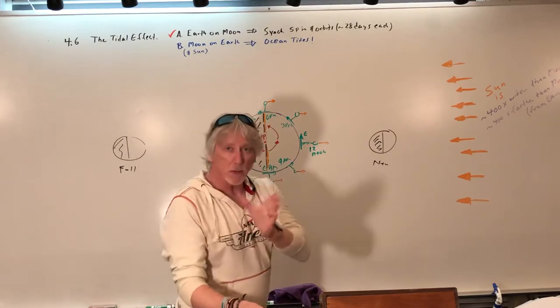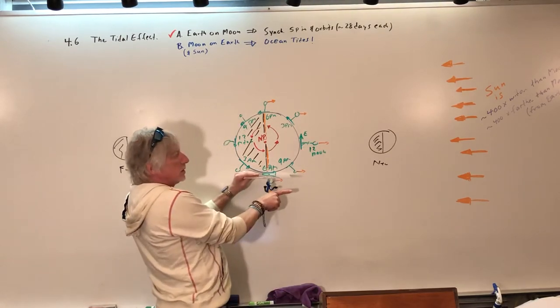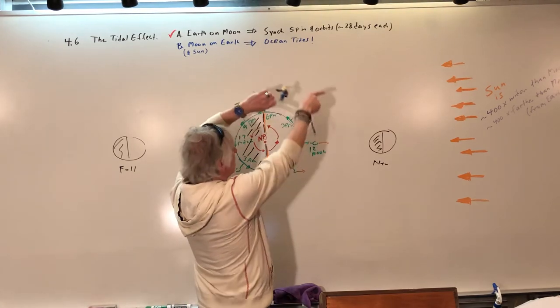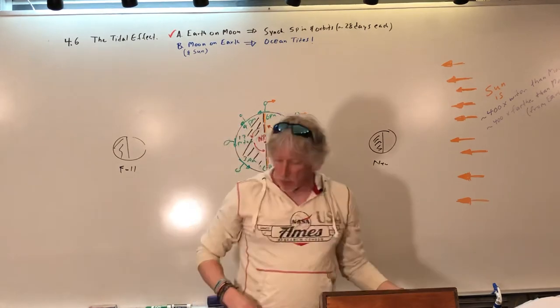Also notice, remember, keep in mind, whenever the moon is low on the horizon, the tide's low. Whenever the moon's high, the tide's high. Moon is low, tide is low. Can't see it, good luck. Okay, next.